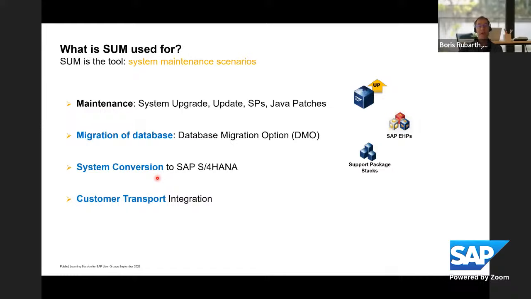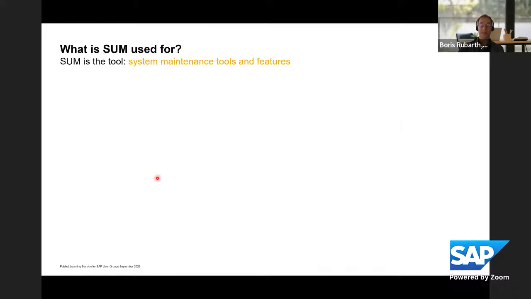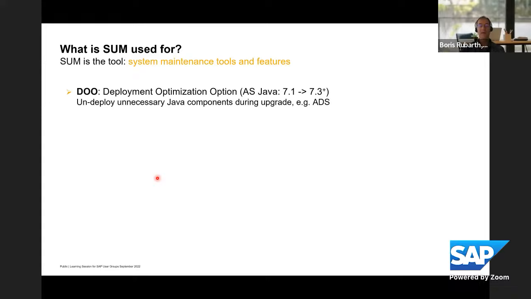That's the first main list of the scenarios that the tool is supporting. On the following slide now, we're expanding that to tools and features that are offered by the software update manager. First point is what we call deployment optimization option. That is only for Java-based systems. And as you see, the deployment optimization option for Java systems is applied when we have moved from release 7.1 to 7.3 or higher. This little plus means higher releases.